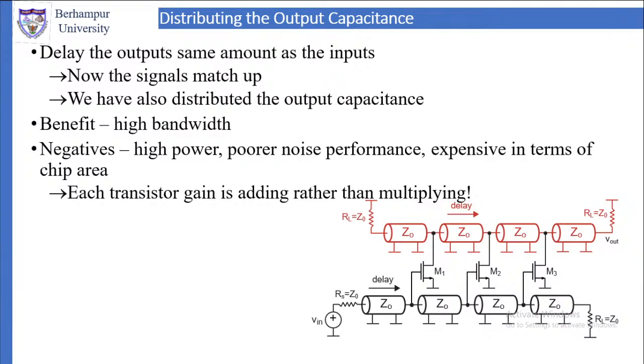Benefit is high bandwidth. Problem is high power, and poor noise performance because of the transmission line. Expensive in terms of chip area. It requires more chip area because you are adding transmission lines. A transmission line will require physical area, so it will require more area in the chip when you design the chip. So this is the negative. Each transistor gain is adding rather than multiplying. That is another problem here.